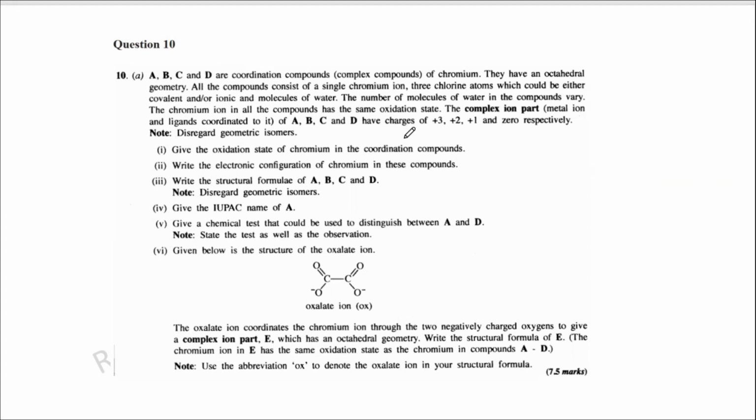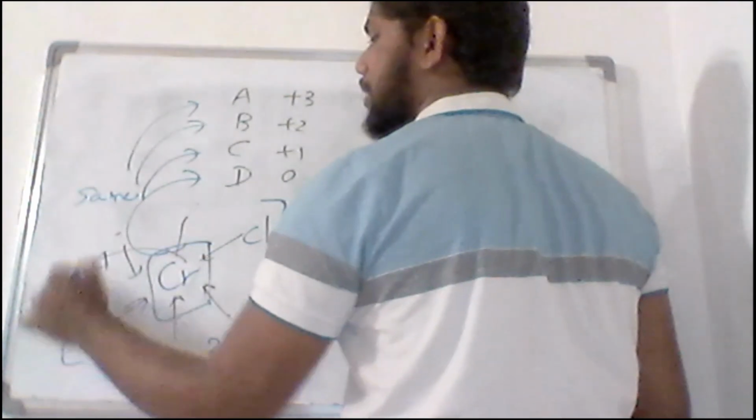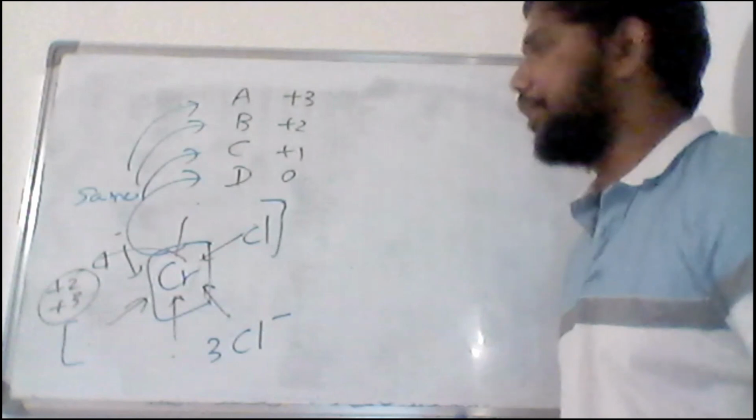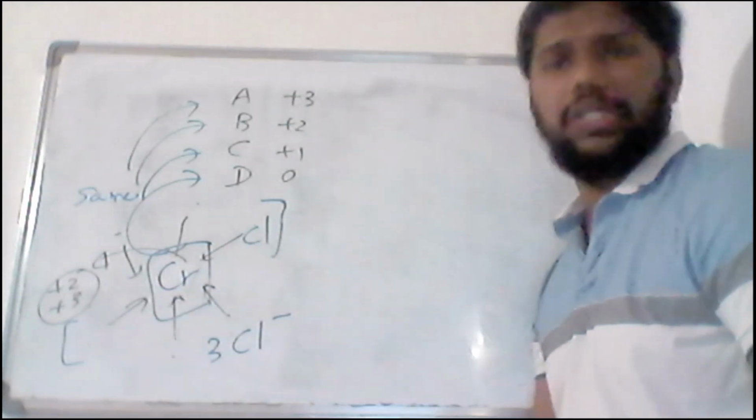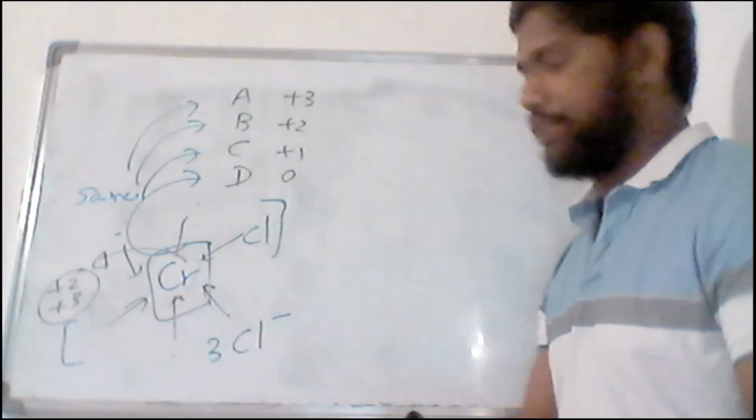The charges are +3, +2, +1, and 0. So the question says, give the oxidation state of chromium in the coordination compound. You need to find the oxidation state of chromium. Normally chromium is present in either +2 or +3, the common oxidation states. There are higher ones, but in coordination compounds, in general, we know +2 and +3. We don't know which, so we need to find this.